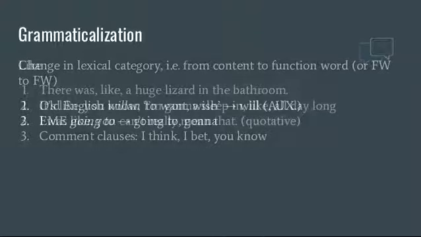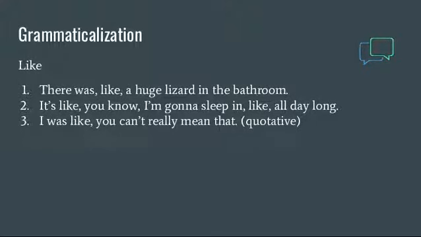Another example is like. This is commonly used in the speech of younger people and often older people. There is like a huge lizard in the bathroom. It's like, you know, I'm going to sleep in like all day long. And so like as a content word originally expressed similarity. And here it has become a kind of discourse particle where there is a meaning of similarity. There is something like a huge lizard, or I'm going to sleep in like all day long. Maybe not literally all day long, but something kind of like that.